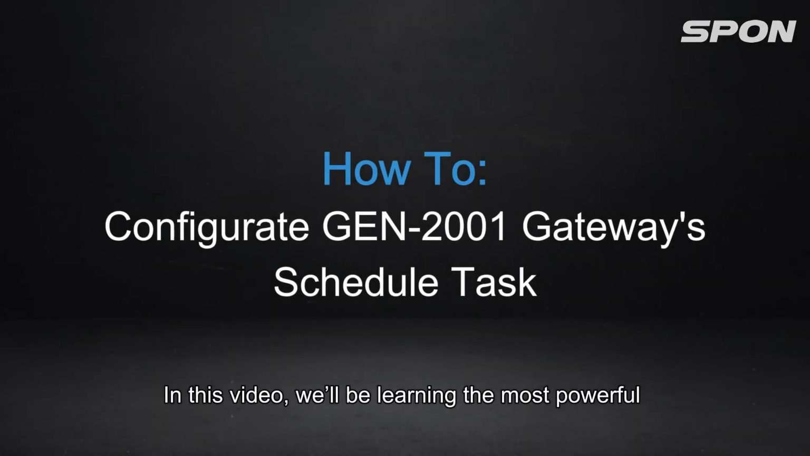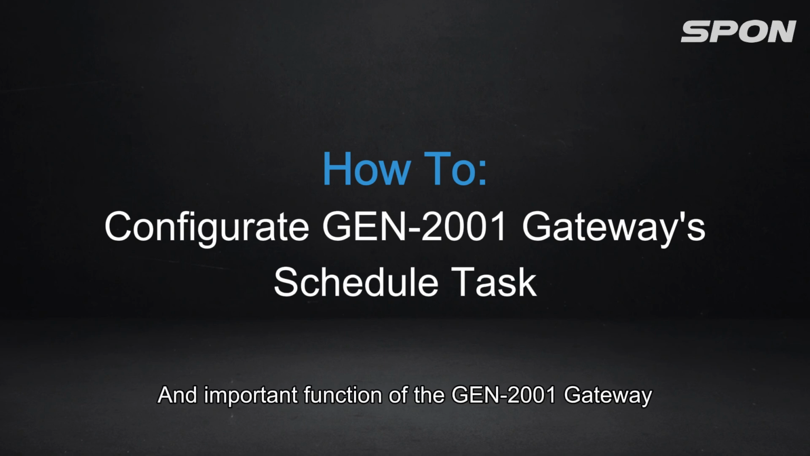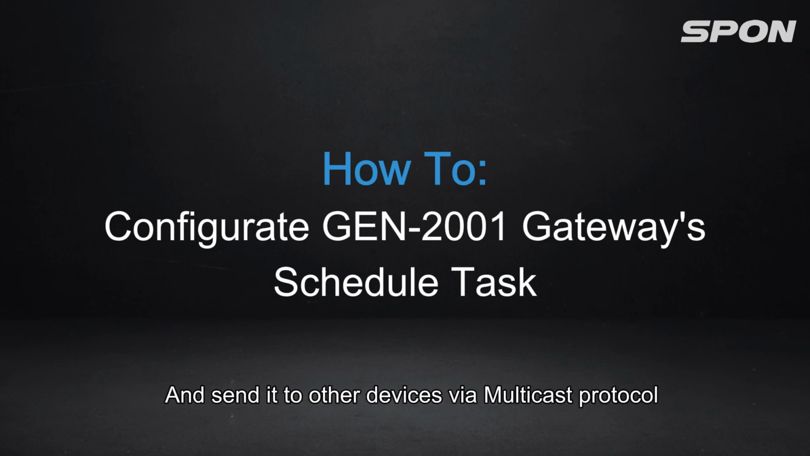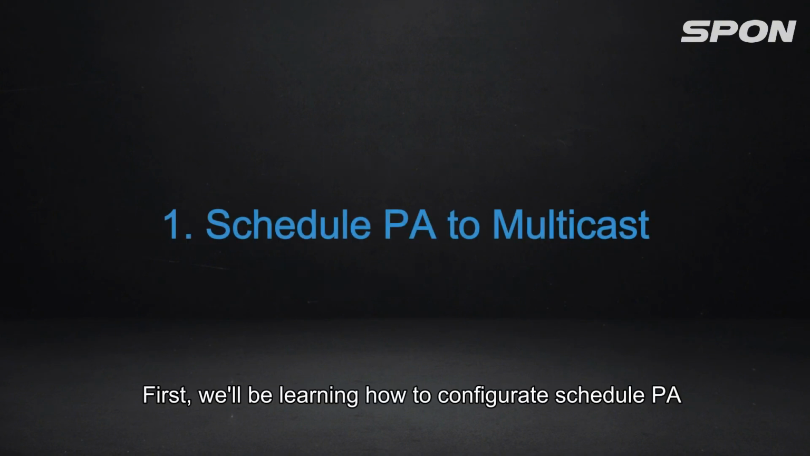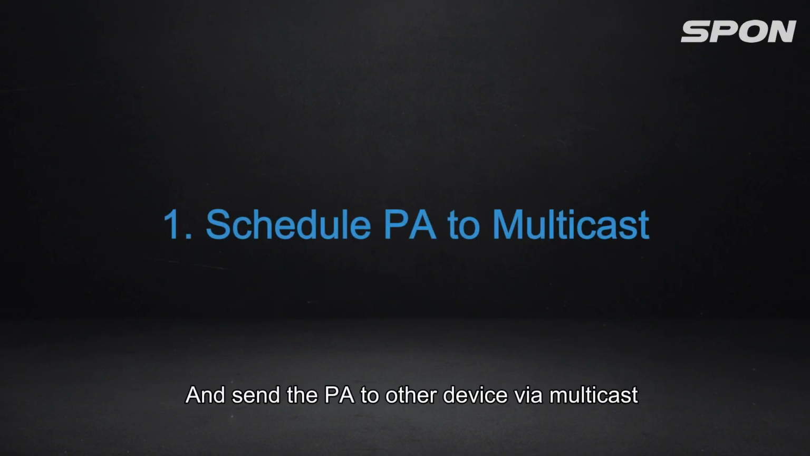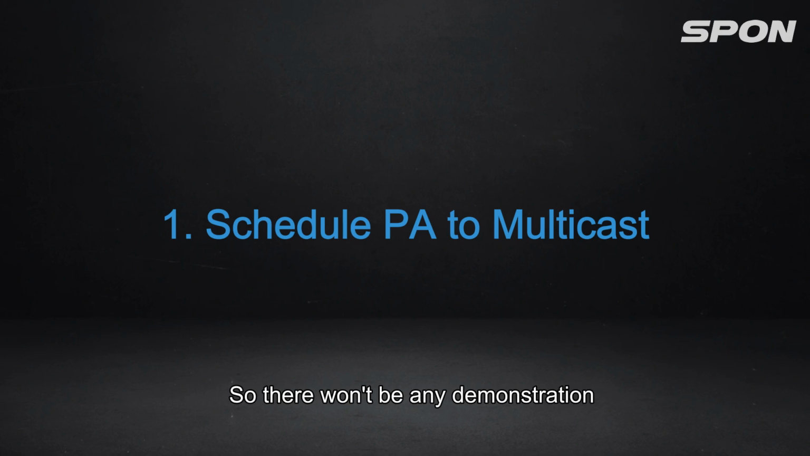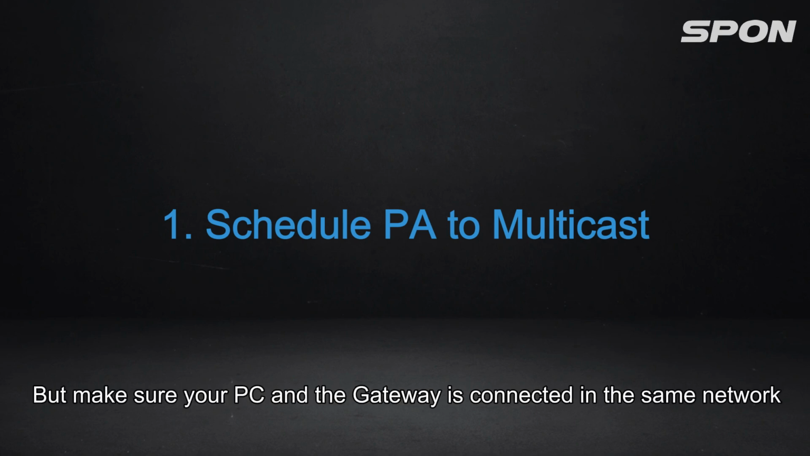In this video, we'll be learning the most powerful and important function of the GEN-2001 gateway. The built-in schedule task module allows you to trigger PA at a fixed time and send it to other devices via multicast protocol. First, we'll be learning how to configure its schedule PA and send the PA to other devices via multicast. This video will be mainly focusing on configuration, so there won't be any demonstration. But make sure your PC and the gateway are connected to the same network.